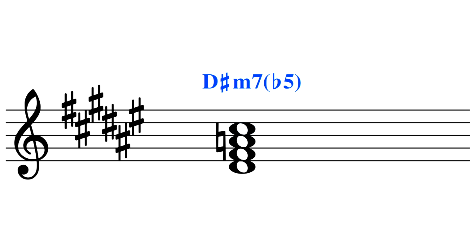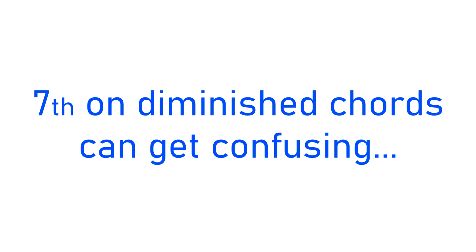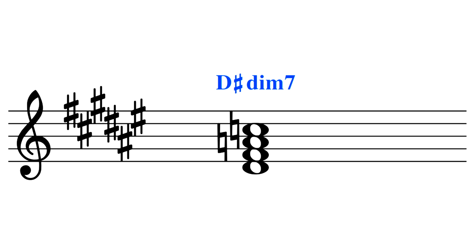So why isn't this chord just called D sharp diminished 7? Well, this is because when it comes to putting 7ths on diminished chords, things get a little confusing. A D sharp diminished 7 chord would actually be this chord. This is almost exactly the same as the chord we got in Because, but the 7th note, the top note here in the chord, has been lowered by yet another semitone.